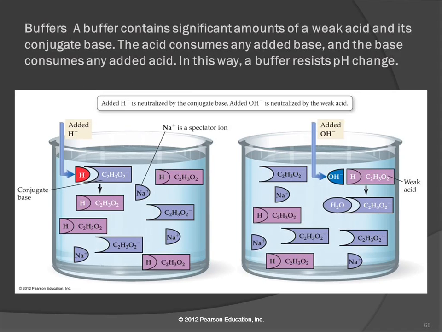Here's the same idea in picture form. So here's the weak acid. We have significant amounts of both the weak acid and its conjugate base. So when we add acid, the acid reacts with the conjugate base and gets neutralized. Over here, we're adding sodium hydroxide, we're adding base. It will react with the weak acid and neutralize it. So that's the idea behind a buffer.